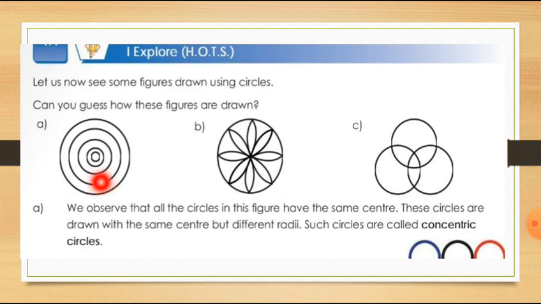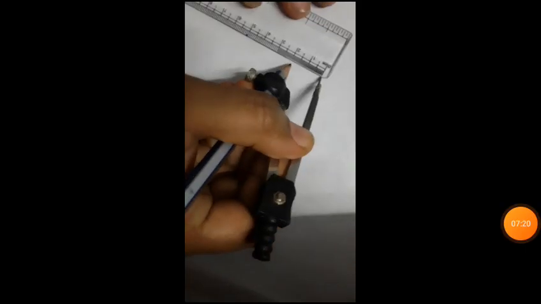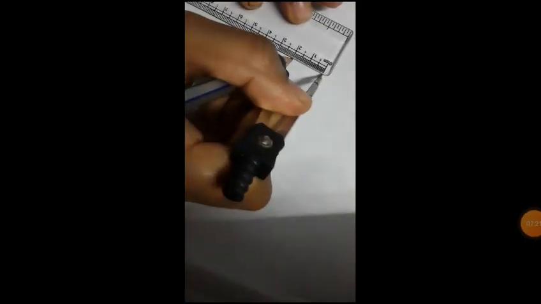Okay, children, do you know how to draw a circle? Yeah, I will show you. Everyone watch. Children, first you take your compass and take the radius 2 centimeter. Then you draw a circle with 2 centimeter.